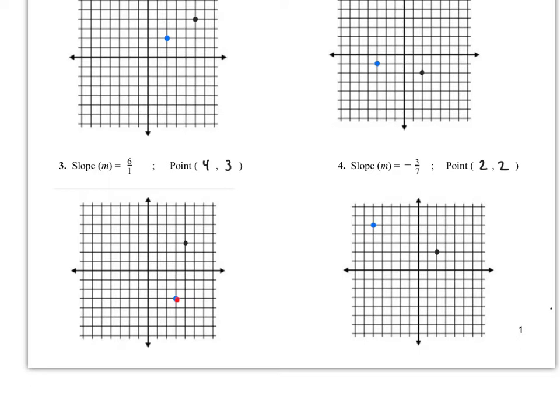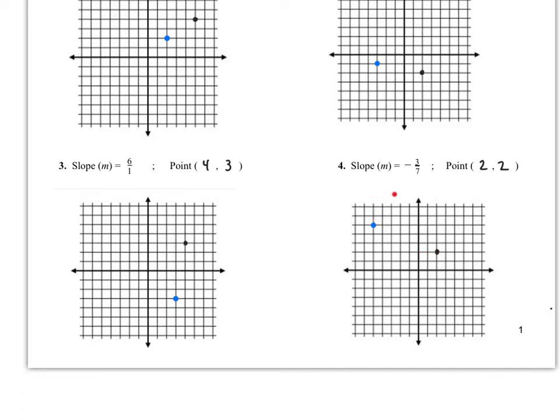So on this one, my vertical change was 6, 1, 2, 3, 4, 5, 6, and my horizontal change was 1. I landed on the point 4, 3. And on number 4, notice that it is a negative slope. So what I need to do is to make sure I assign this negative only to one of my 2. I usually assign it to the top number. So what that meant was I went down 3 and over 7.